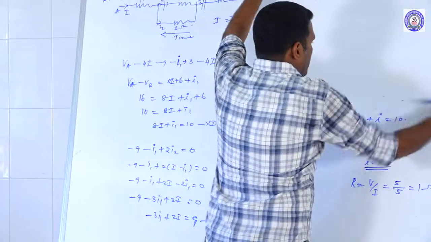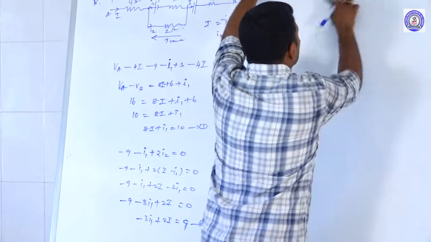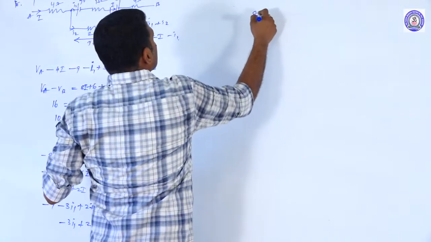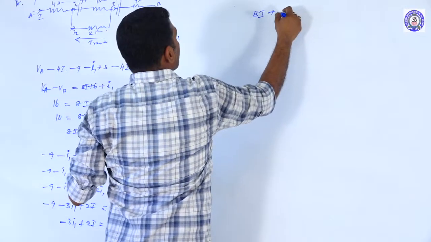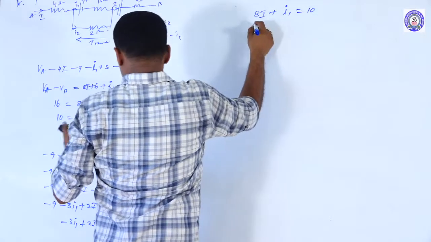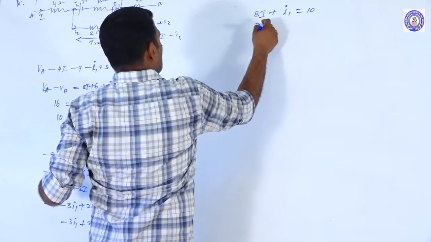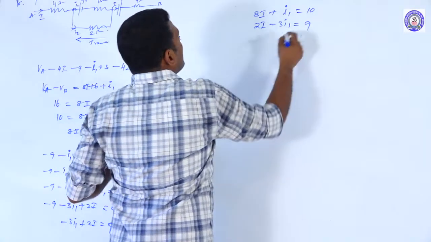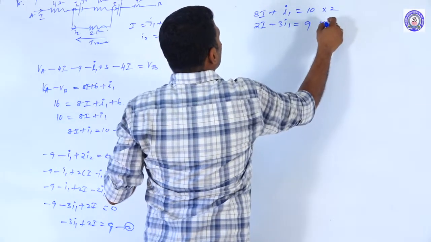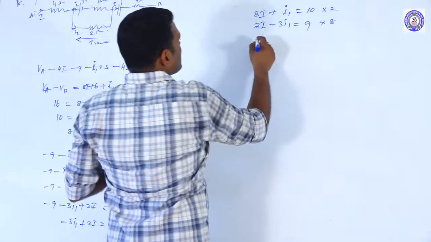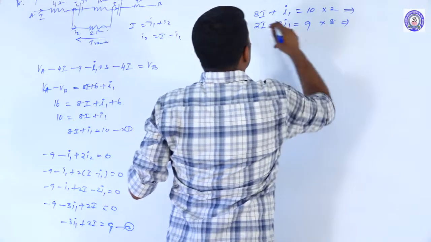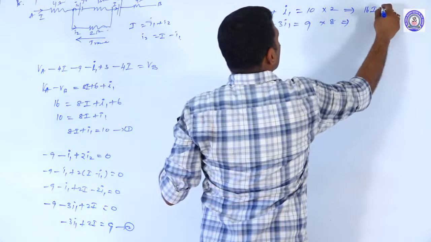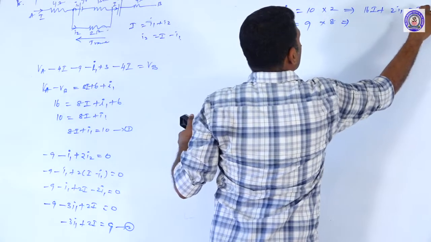You have to find out the value of I2. So we need to know the value of I1 as well as I. So I am taking this expression 8I plus I1 equals 10. Then 2I minus 3I1 is equal to 9. I am multiplying this expression by 2 and this expression by 8, so that this will become 2 into 8, 16I, plus 2 into I1, equals 20.